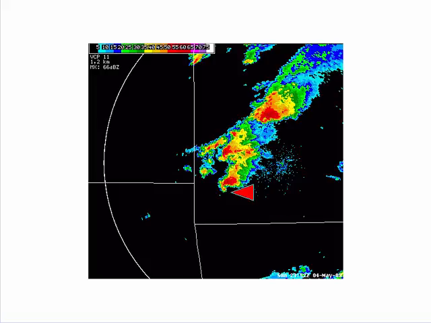So in this particular case, the intersection or the merger didn't necessarily help out the right mover. It was more of a destructive interference, but the right mover was able to organize itself and form severe weather down the road.